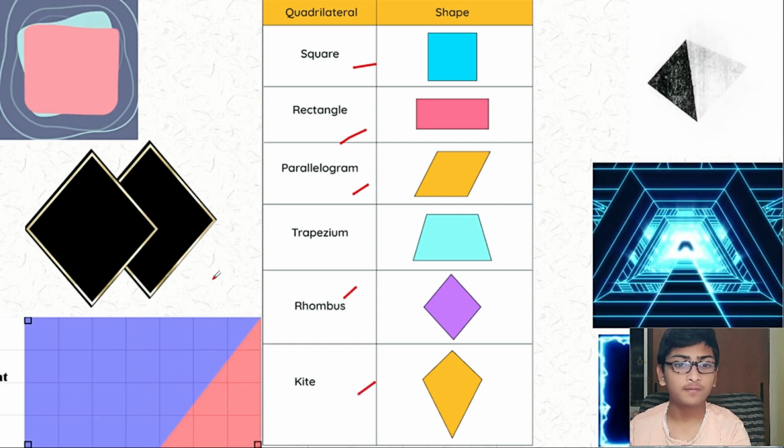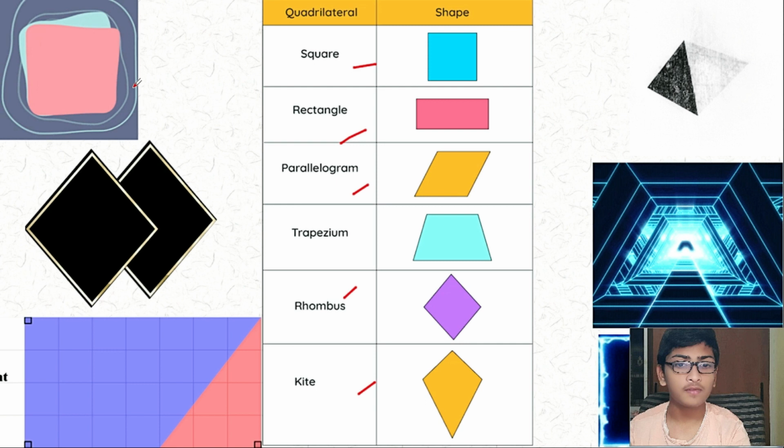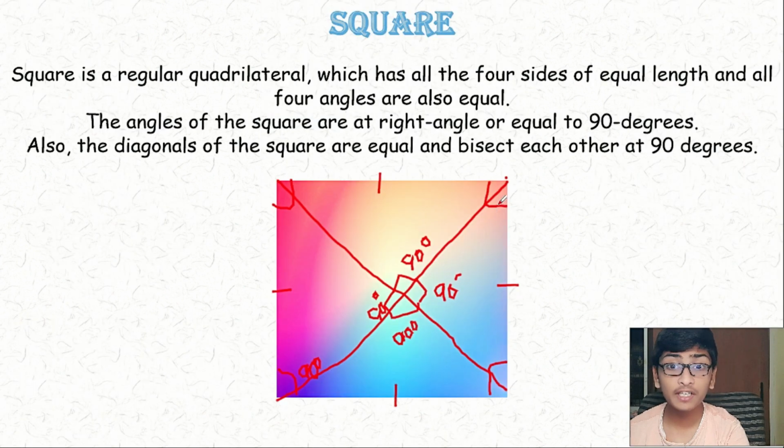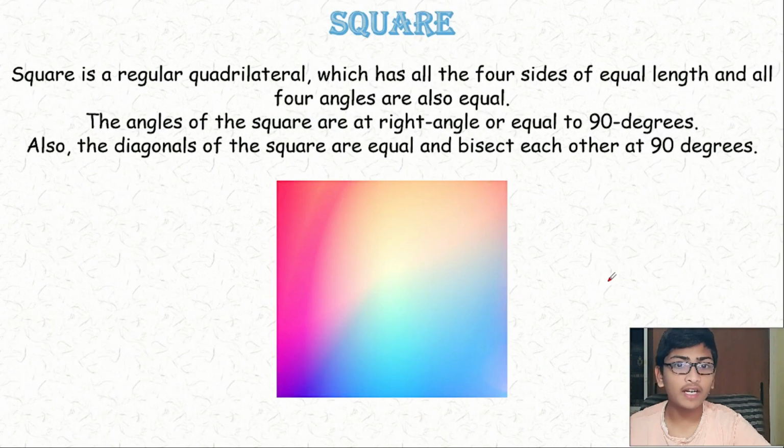Here this is the square, kite, and the bisect. Square is a regular quadrilateral which has all 4 sides of equal length and all 4 angles also equal. The angles of the square are 90 degrees, or right angles. The diagonals of the square are equal and bisect each other at 90 degrees.